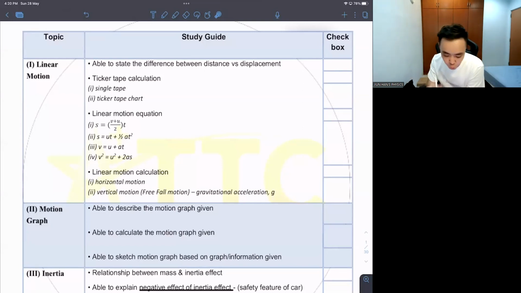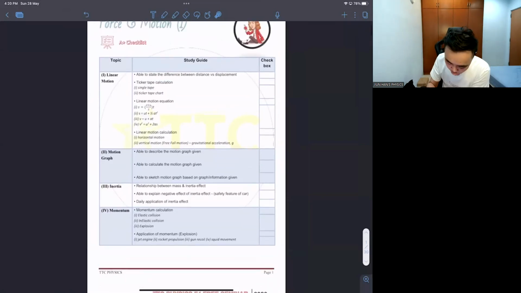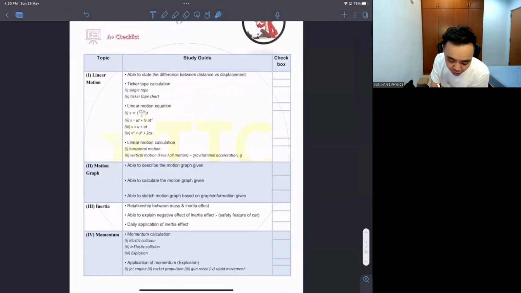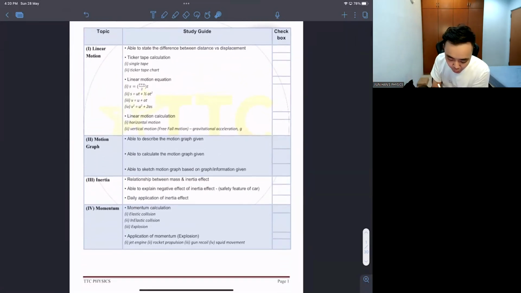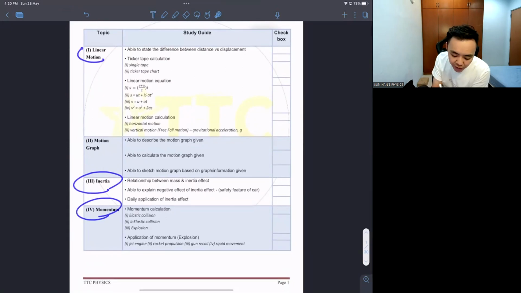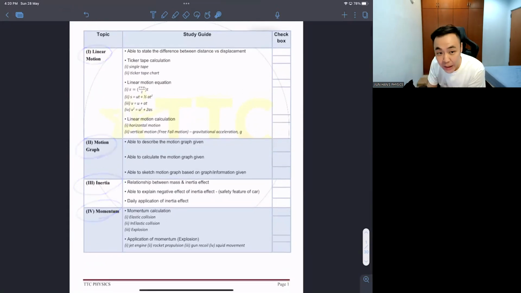We good? Now, the checklist here, I actually prepared a few subtopics for you. You know what's linear motion, right? The very beginning of chapter 2, the front part, and then we have motion graph, and then inertia, and then momentum. Now, all these are under your front part. As I said, force and motion, the motion part. Get it?